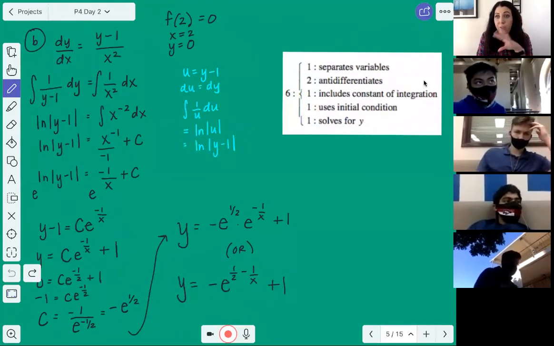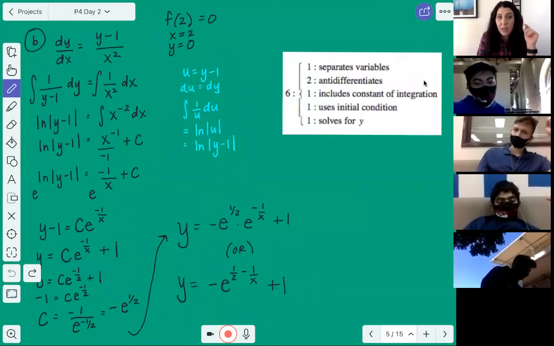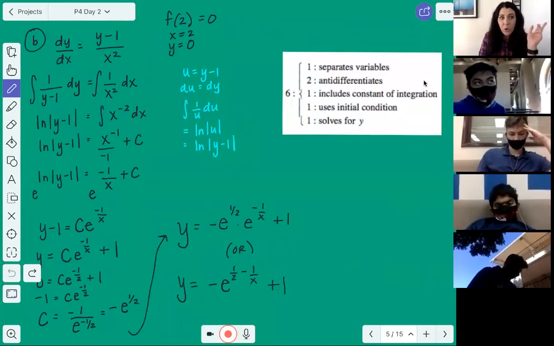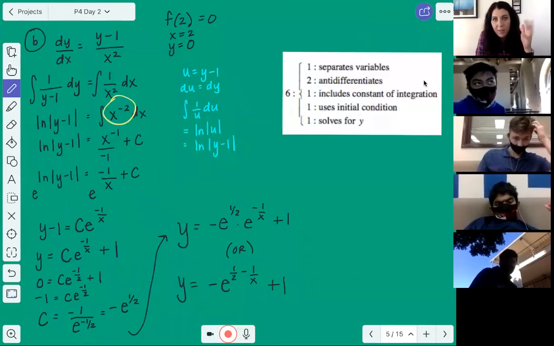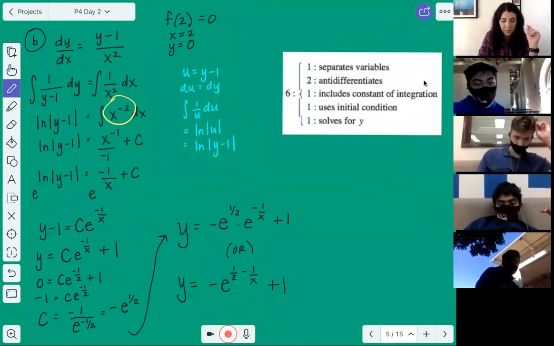Again, if you have the dy first, 0 points out of 6, stopped grading. This one's worth 6 points. If you wrote the dx before the 1 over x squared, 0 points, stopped grading. It's totally fine also if you wanted to write it as x to the negative 2 off the bat. If you wrote x to the negative 2 instead of 1 over x squared or dx over x squared, that's fine also. Just the dx has to come later.